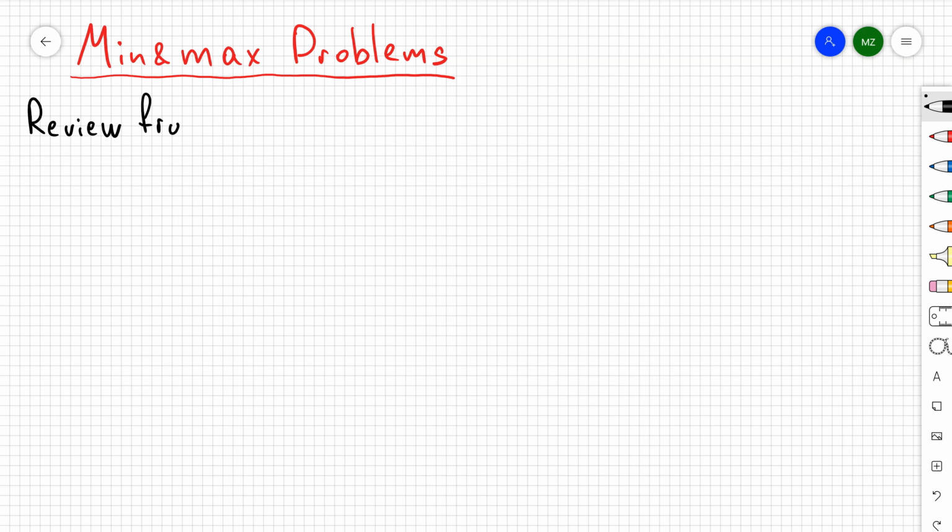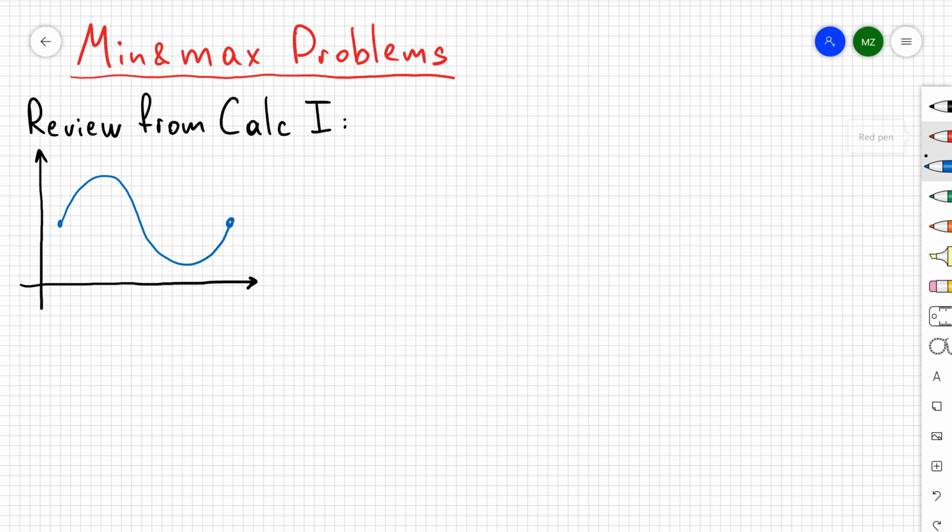Okay guys, so in this video I want to talk about min-max problems for multivariable calculus. For that, let's review how we were doing these kinds of problems in calculus 1, and then we're going to generalize those methods to multivariable calculus. So first, let's sketch some function f of x.